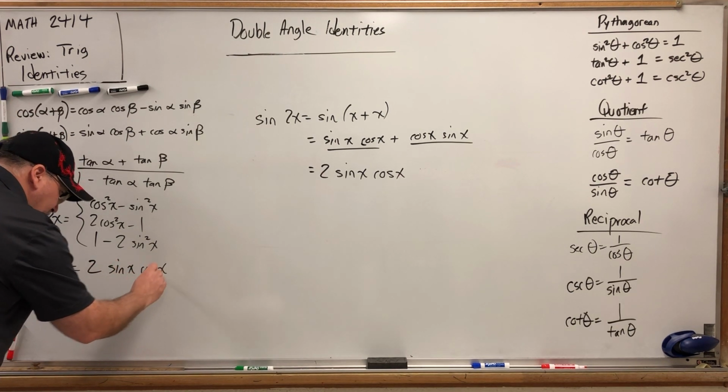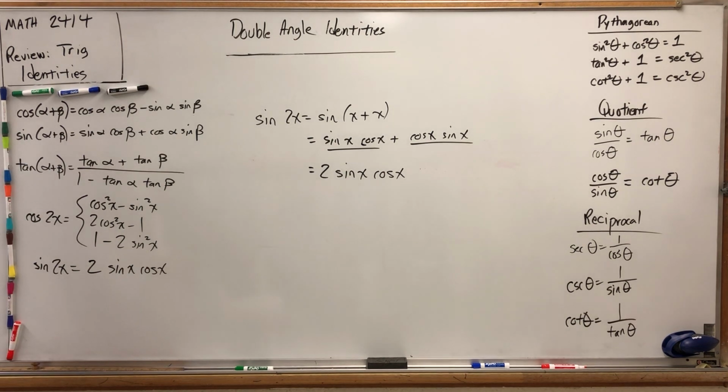This identity only comes in one variation, one convenient variation, because unlike the cosine one, we didn't have any squared trig functions that allowed us to play games with that first Pythagorean identity. But this is one that you really should just know. Sine of 2x equals 2 sine x cosine x.